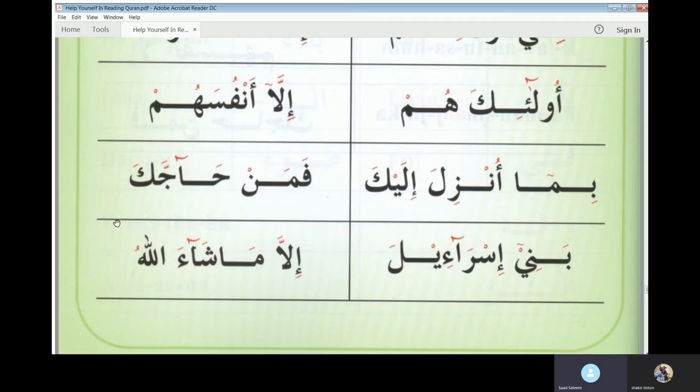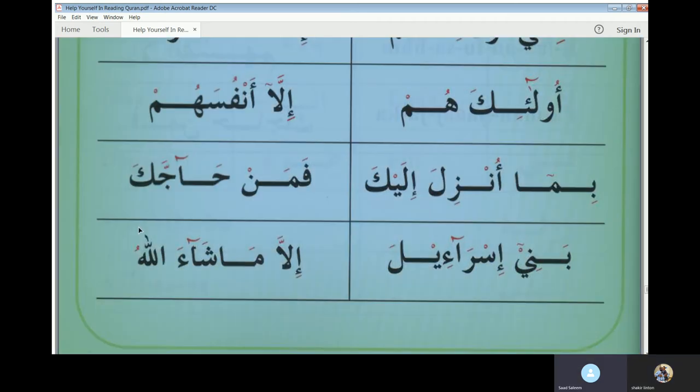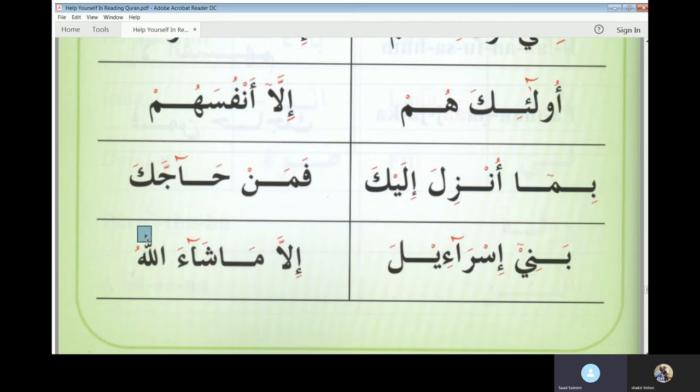For example, here you see erect fatha. Erect fatha is also equal to alif madd, which is elongated two times. Okay.